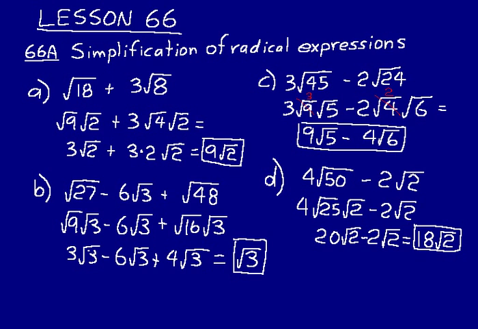So to simplify radical expressions, first see if there's anything you can simplify within the radical sign. Then, after you've done that, see if you have any like terms, add those together.